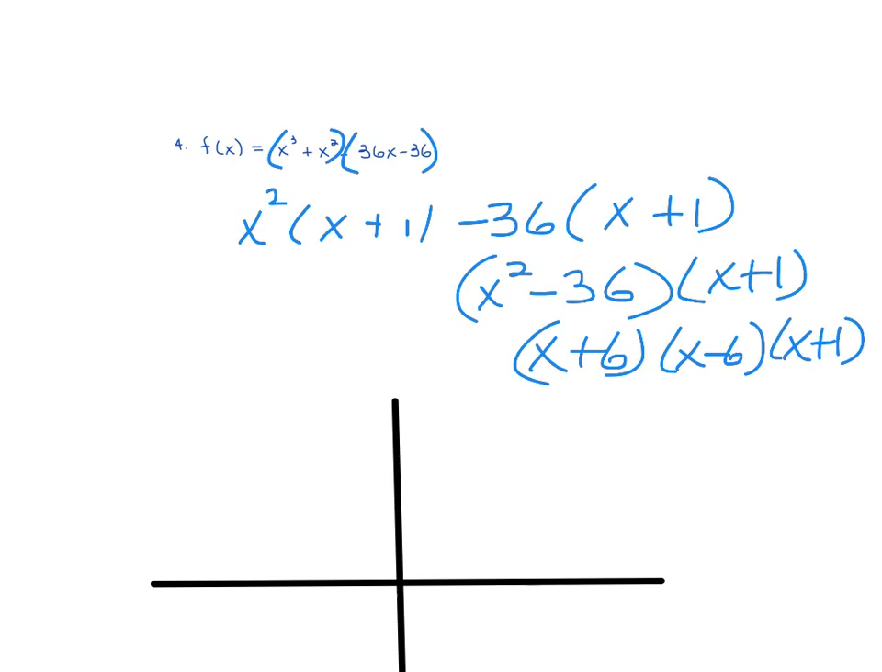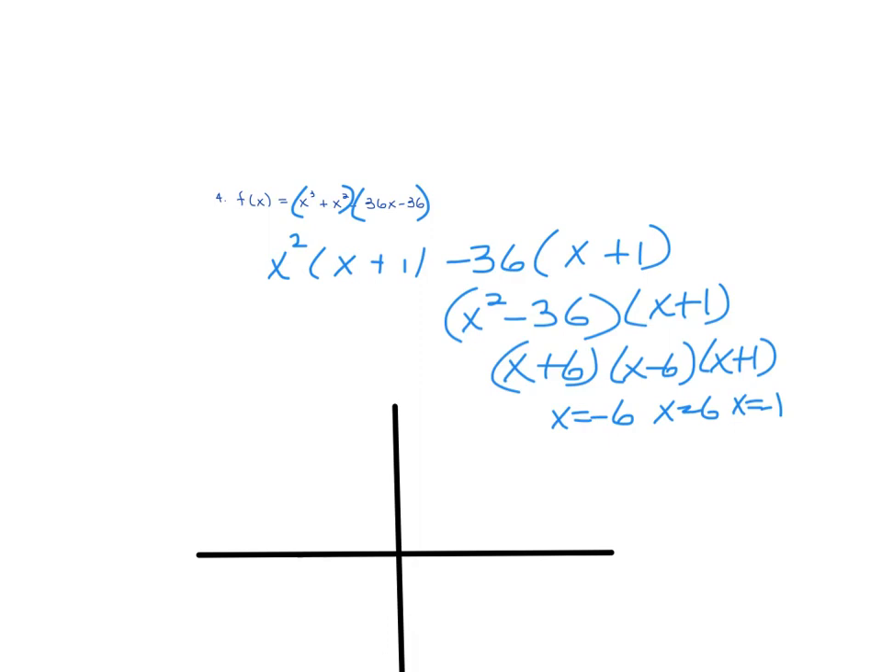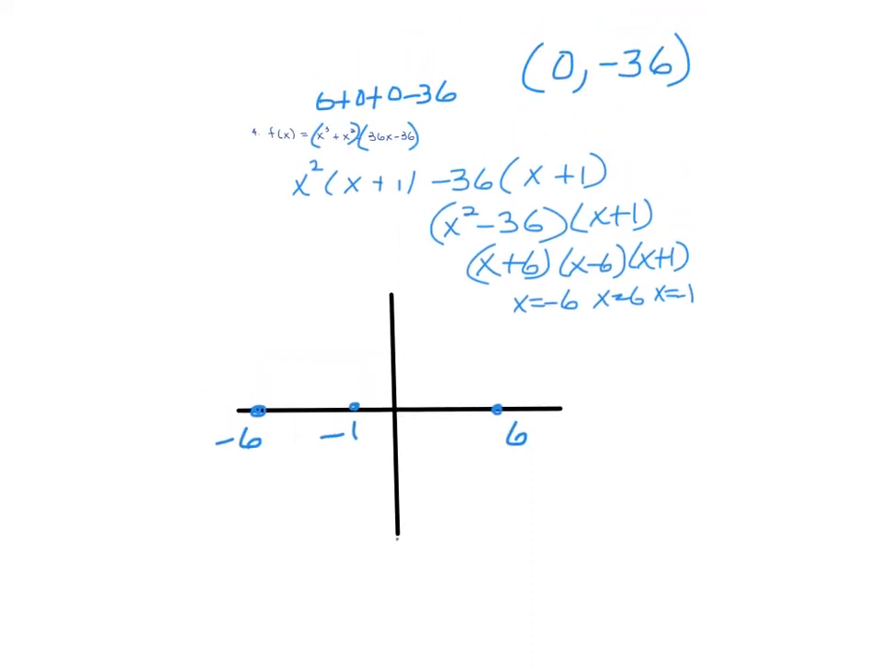And then now to find my 3 zeros, x equals negative 6, x equals positive 6, x equals negative 1. My y-intercept, I can plug in 0. And once I plug in zeros for each of my x's here, I get 0, plus minus 0, minus 36. So my y-intercept will occur at 0, negative 36. I'm now going to take these points, add them to the graph: negative 6, negative 1, positive 6, and then my y-intercept of negative 36.